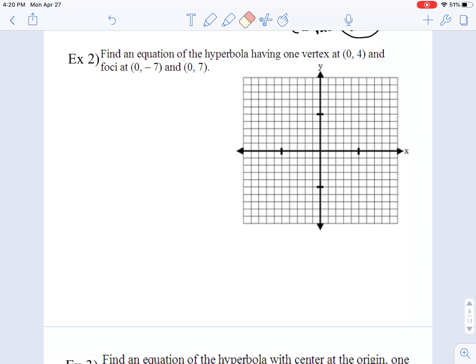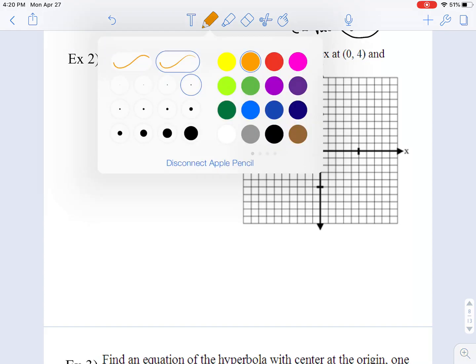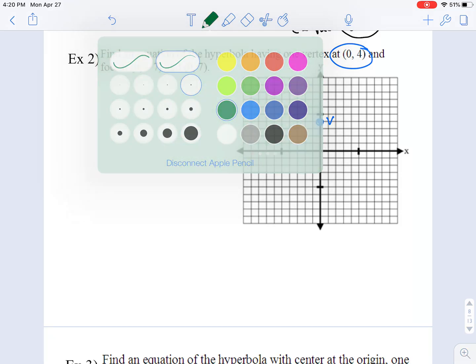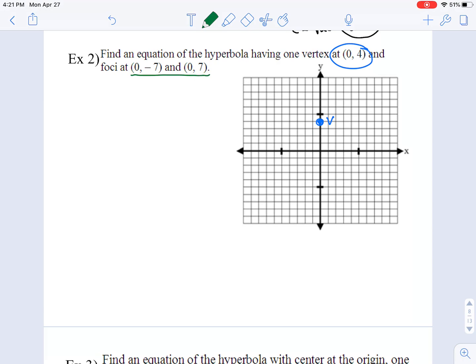Okay. So if I gave you an example of one here where you had to write the equation yourself, this time it says that we have a hyperbola and we have one vertex at (0, 4). So I'm going to plot that point as my vertex. Now, not knowing where the center is, I can't plot the other vertex yet. Okay. But then it tells us that we have focal points at (0, -7) and (0, 7). So my focal points are here and here.